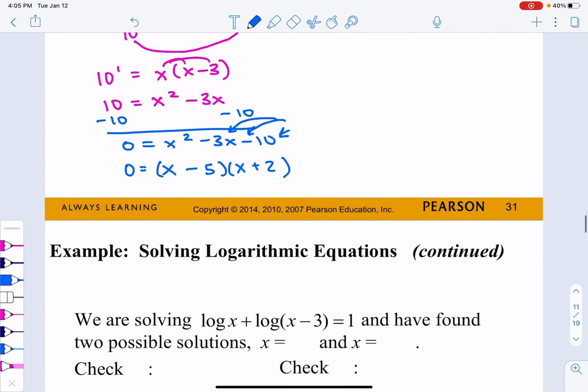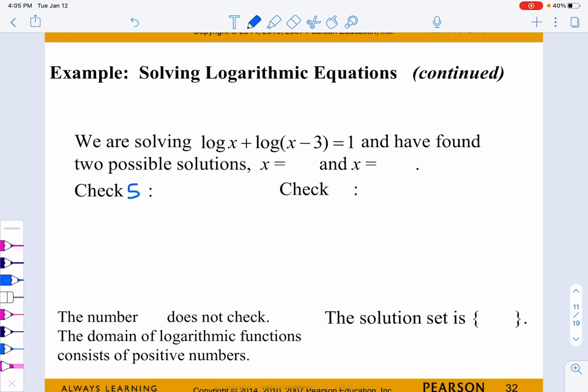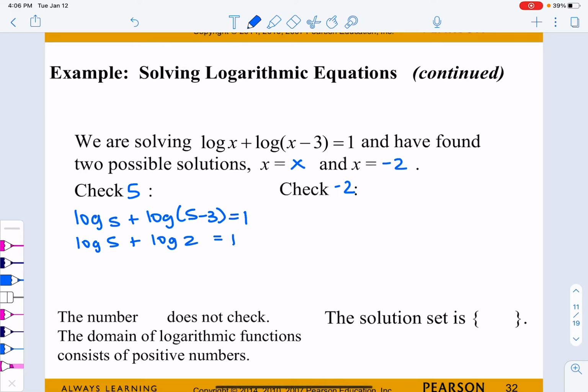So let's check 5 and let's check negative 2, since x was equal to 5 and x was equal to negative 2. So let's plug it in. If I were to take log of 5 plus log of 5 take away 3, that has to equal 1. So I have log 5 plus log 5 minus 3, which would be 2. We want to know, is that going to equal 1? I have an addition, which means I'm going to have a multiplication. So log of 5 times 2 gives us log of 10 is equal to 1. Well, 10 to the first power is 10, so 1 is equal to 1. That's going to work out okay.